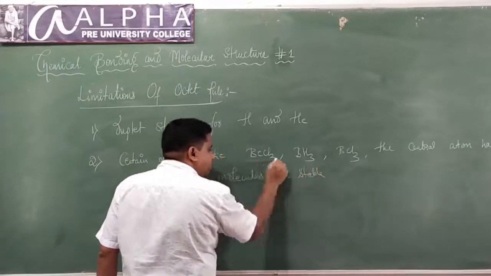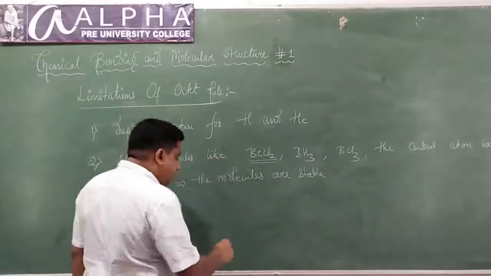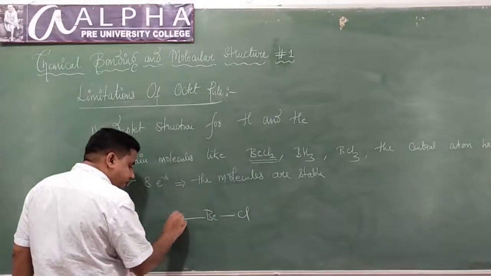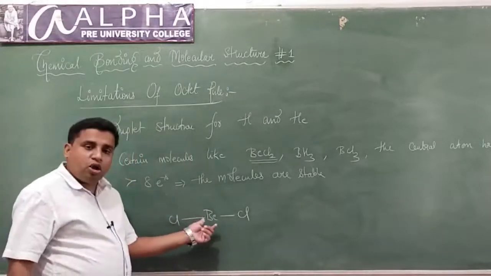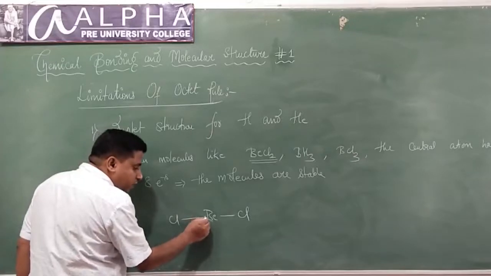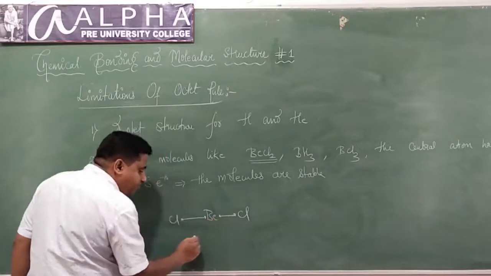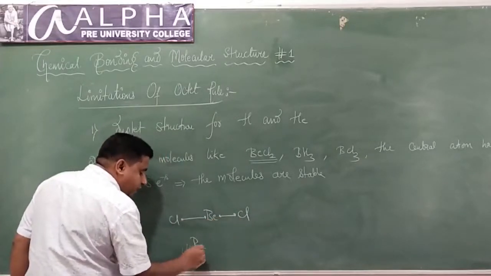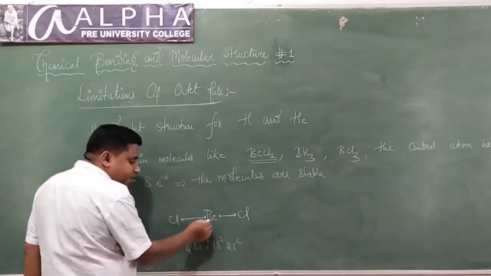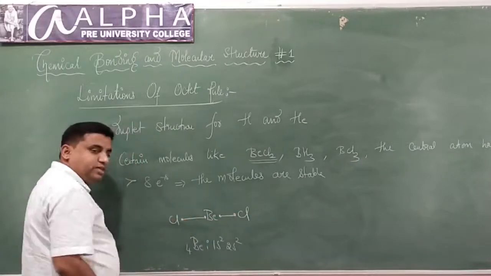For example, if you consider beryllium chloride, beryllium is the central atom. It is surrounded by chlorine. It's a linear molecule. How many electron pairs are there around beryllium? The atomic number of beryllium is 4. Its electronic configuration is 1s2, 2s2. So beryllium is sharing 1 electron with each chlorine.